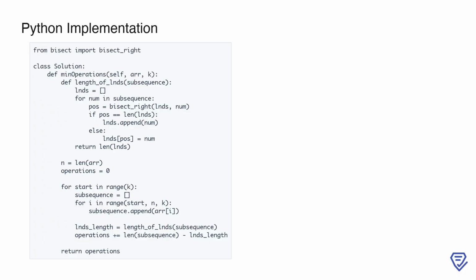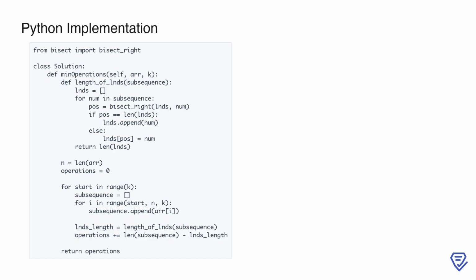The first step is to define the length of LNDS function, which computes the length of the longest non-decreasing subsequence, LNDS, for a given subsequence. This function uses binary search via bisect_right to maintain an efficient n log n complexity.